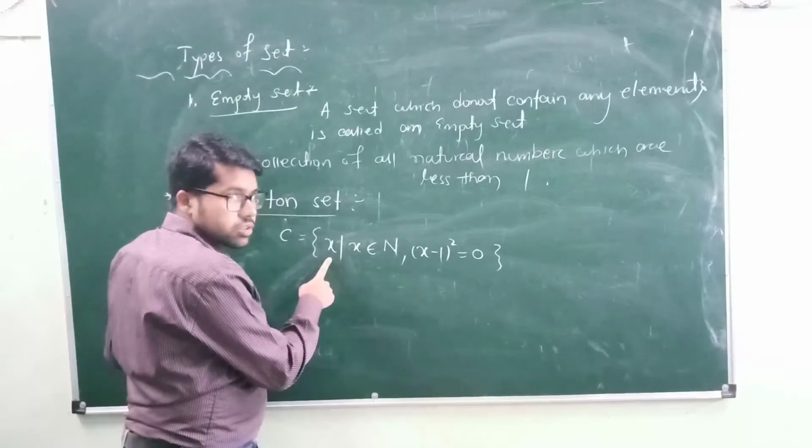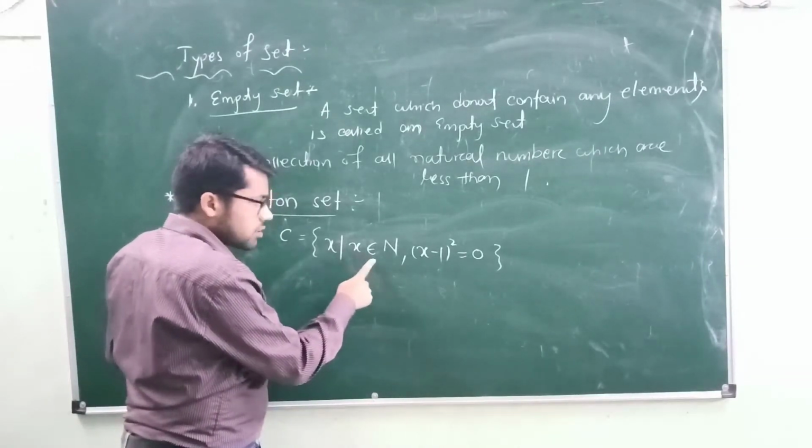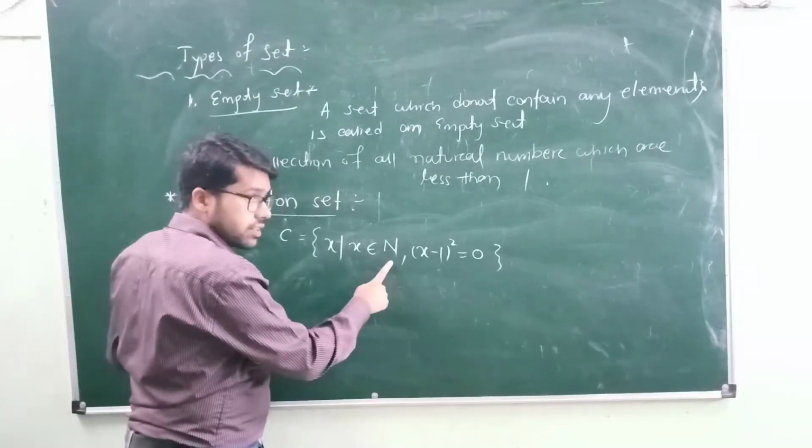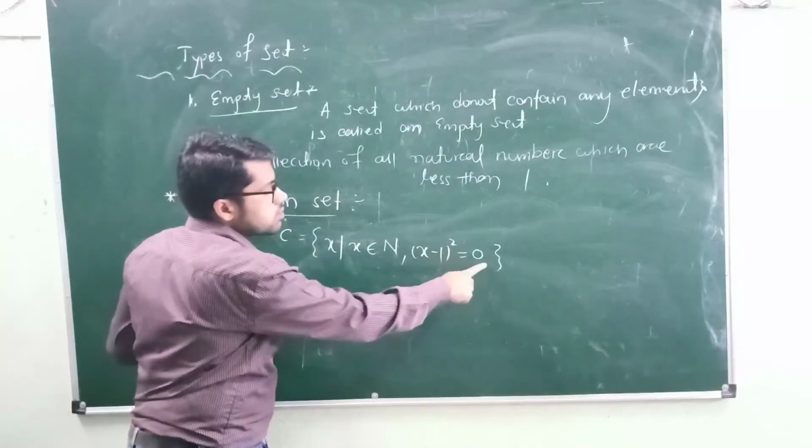The set C contains all those x such that x belongs to N, that means x is a natural number, and (x minus 1) whole squared is equal to 0.